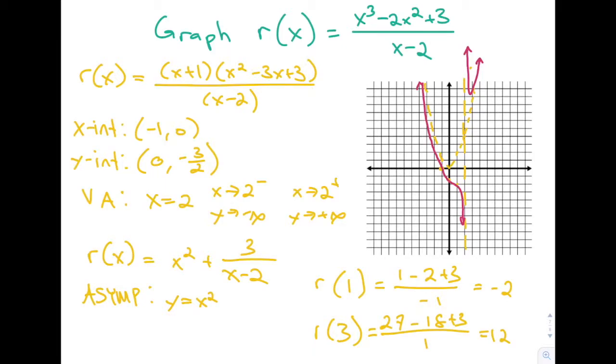But that's the process. So you start with factoring the numerator and the denominator, find your x and y intercepts, find vertical asymptotes, look at the behavior as you approach that asymptote from both sides, find the horizontal or slant or parabolic asymptotes, find a couple of test values between vertical asymptotes, and then pull it all together on your graph paper.